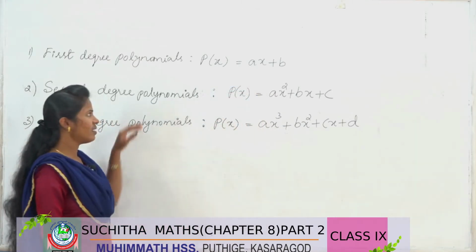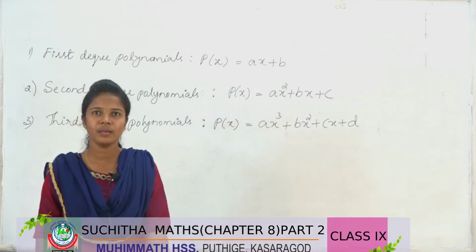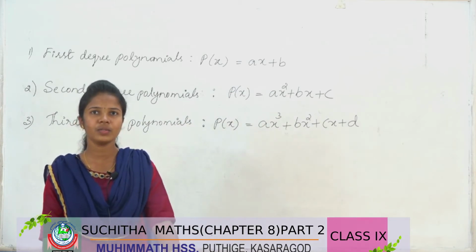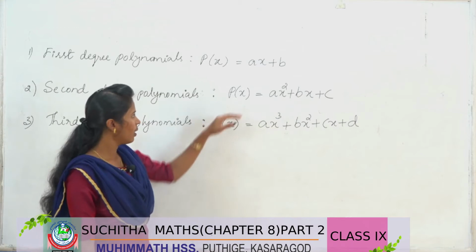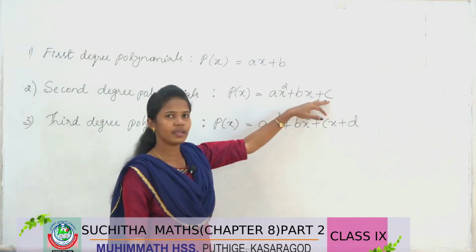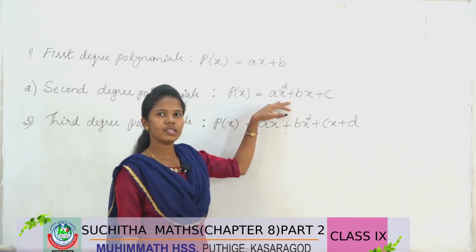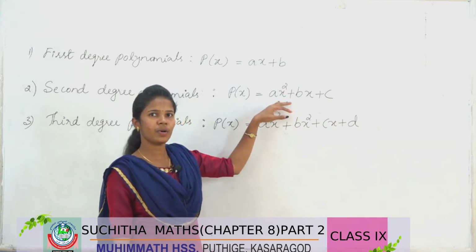And second one, second degree polynomials. Second degree polynomial means polynomials with the degree 2. General formula p of x equal to ax square plus bx plus c. Here the highest power of x is 2, so this polynomial is a second degree polynomial.